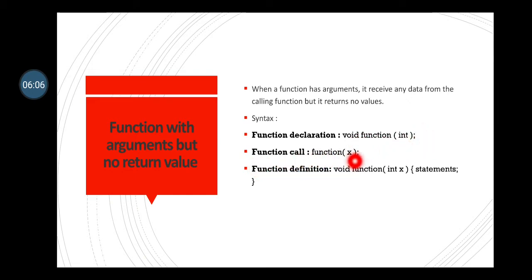Now the function call, simply in this manner: function, and you have to pass a parameter over here. This parameter is known as the actual parameter, meaning you are passing the actual value here. And for the function definition, in this manner you can write void, the name of the function, the parameters, and the statements in the curly braces.